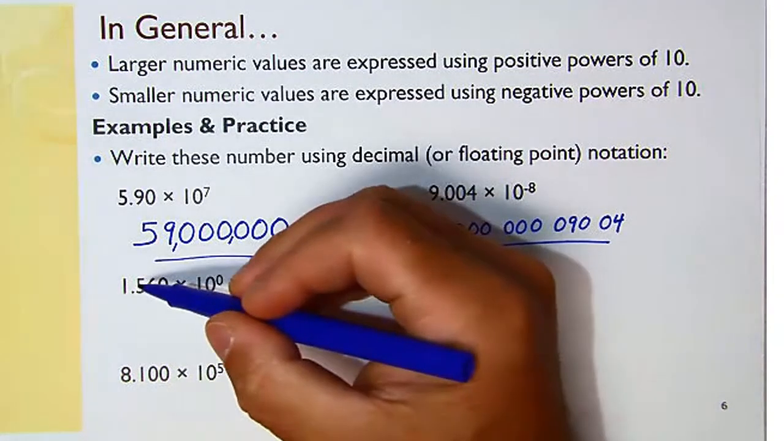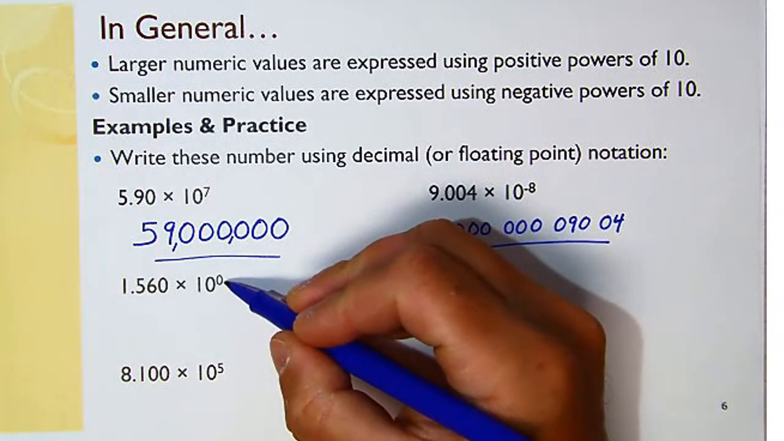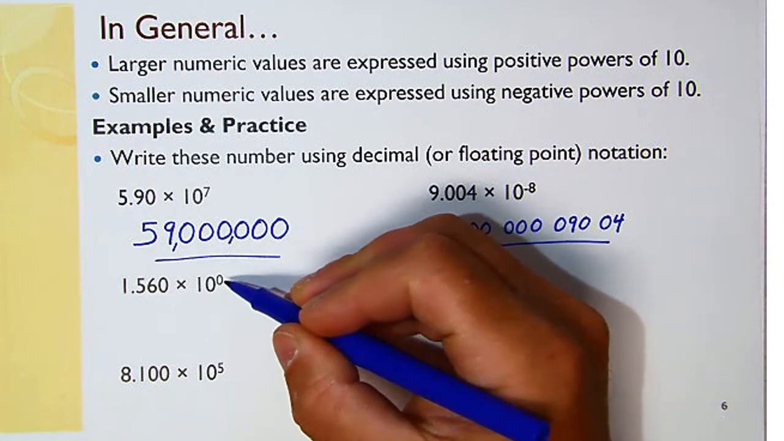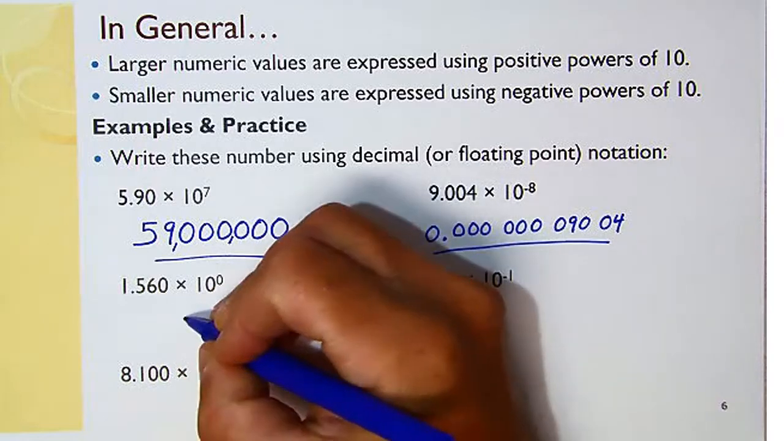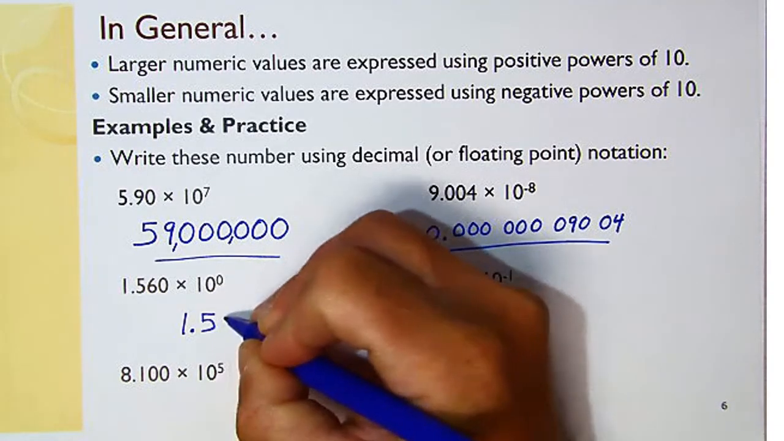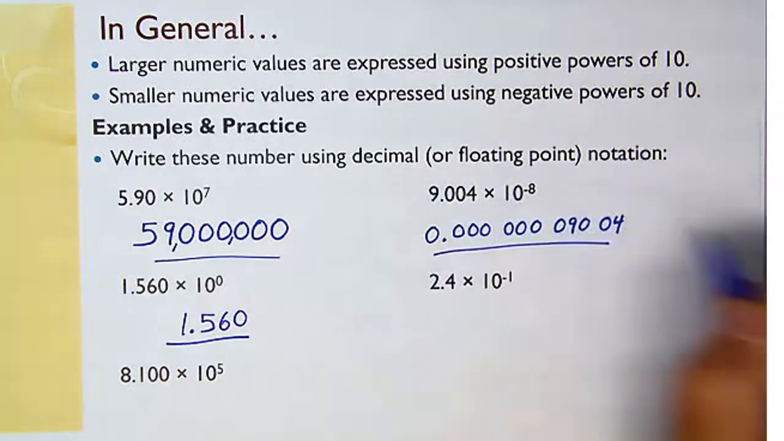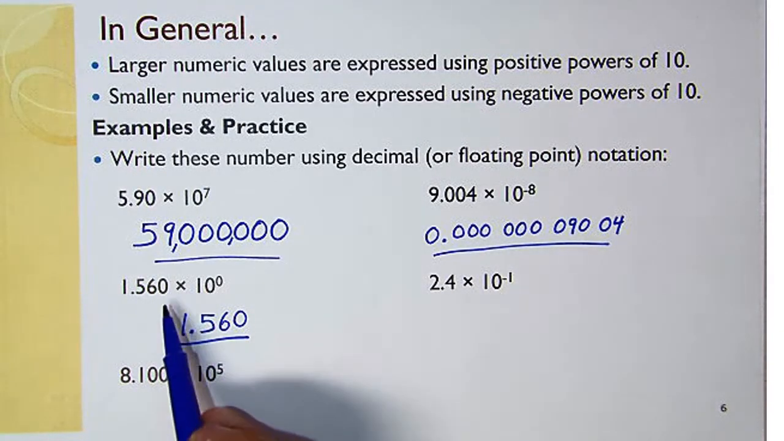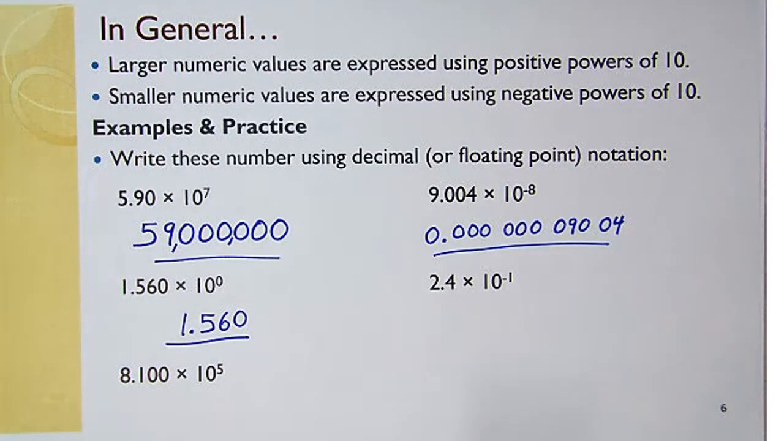Okay, our first one, 1.56 times 10 to the 0. 0 exponent means we have to move that decimal 0 places. That is 1.560. Now you might say, well, does that 0 need to stay on there? Yeah, it does. That 0 is a significant digit, and so it should stay. We'll talk more about that in just a minute.